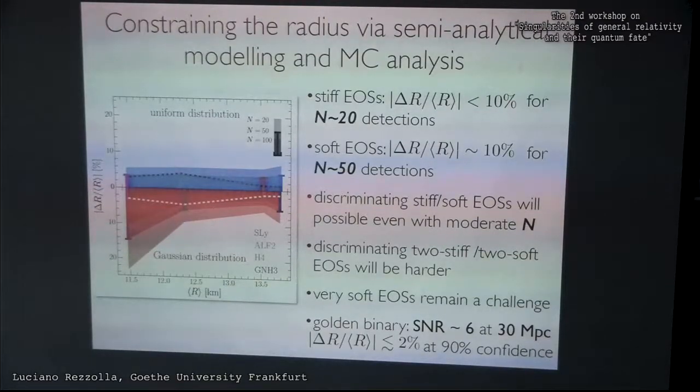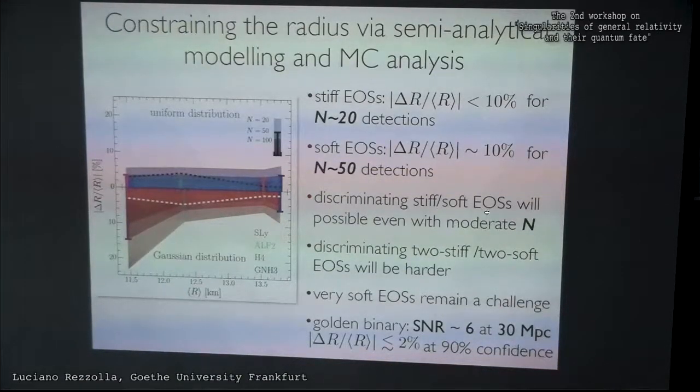Although it's very weak, if you have lots of detections, you can stack this signal, and that is why if you have a certain number of detections, your ability to measure things increases. So if the equation of state is stiff, 20 detections will give you about 10% radius error. Things are much more difficult if you have a soft equation of state, in which case you will need to have 50 detections. Now you see here an example of a theorist's optimism. We haven't seen even a single one, and I'm already telling you what our ability is going to be after 50.